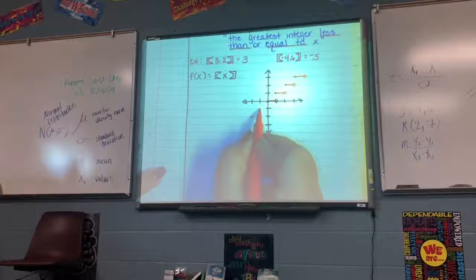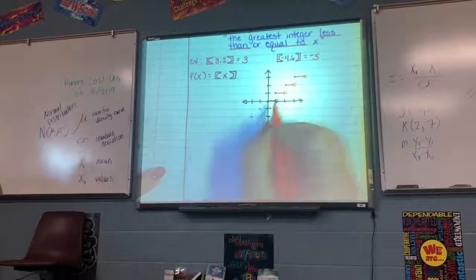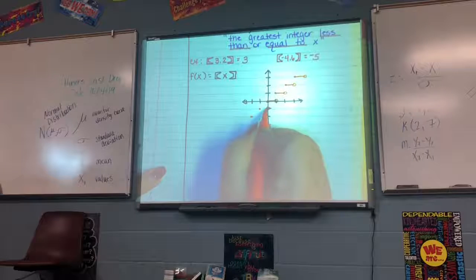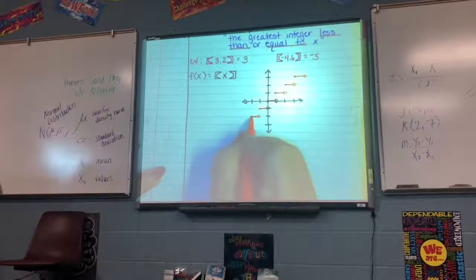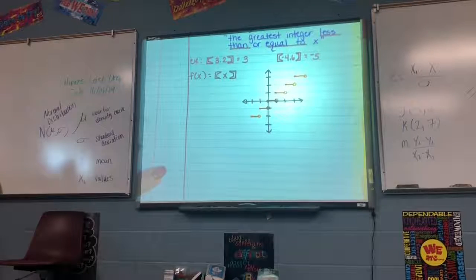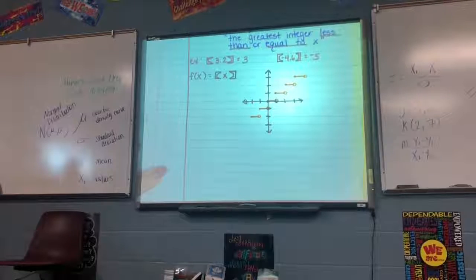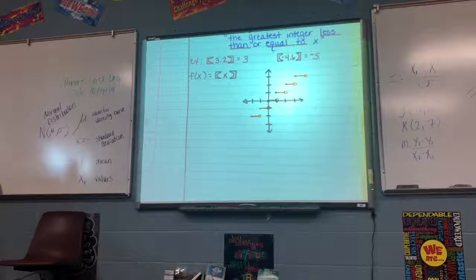What about -1? Where would those numbers come from? Anything less than 0. 0 is the integer before it. And then -1 goes to -2. So notice what the graph looks like. It looks like steps. This is why it's called a step function, because it looks like steps.